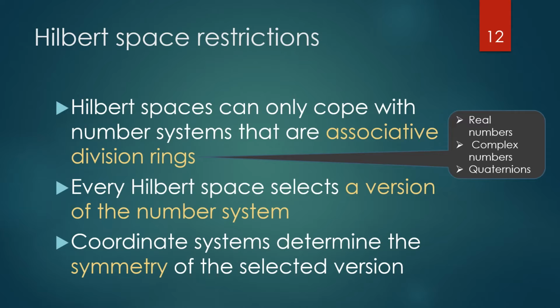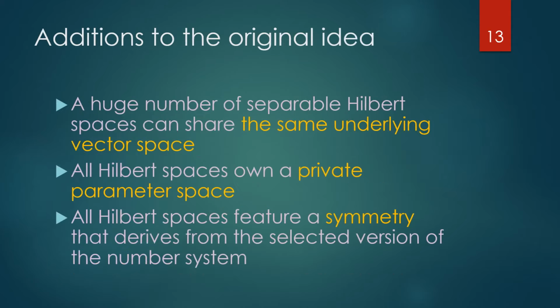Hilbert spaces can only cope with number systems that are associative division rings. Every Hilbert space selects a version of the number system. Coordinate systems determine the symmetry of the selected version. Only real numbers, complex numbers, and quaternions are associative division rings. Several additions can be derived from the original concept of the Hilbert space. A huge number of separable Hilbert spaces can share the same underlying vector space. All Hilbert spaces own a private parameter space. All Hilbert spaces feature a symmetry that derives from the selected version of the number system.